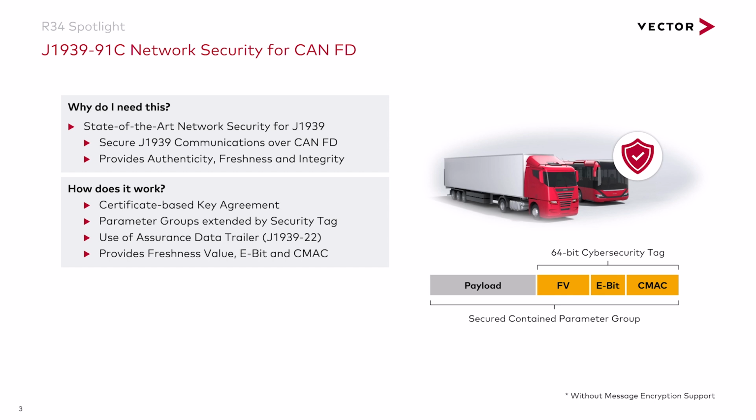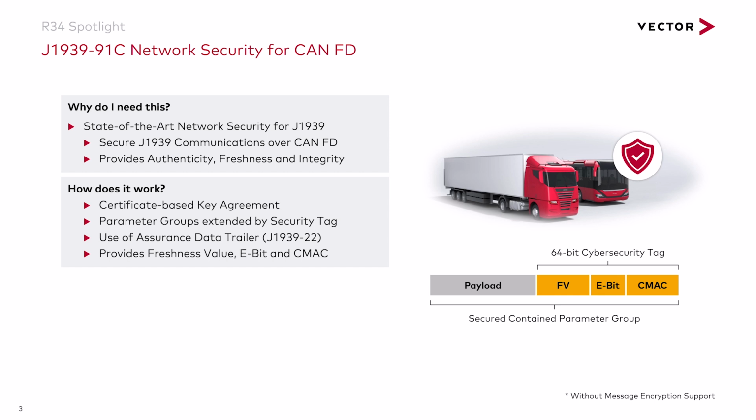How does such a message look like? The J1939 parameter groups are provided with a security tag within the assurance data trailer. This tag is appended to the secured contained PGs according to J1939-22. This assurance data contains a freshness value, an EBIT, and a CMAC.